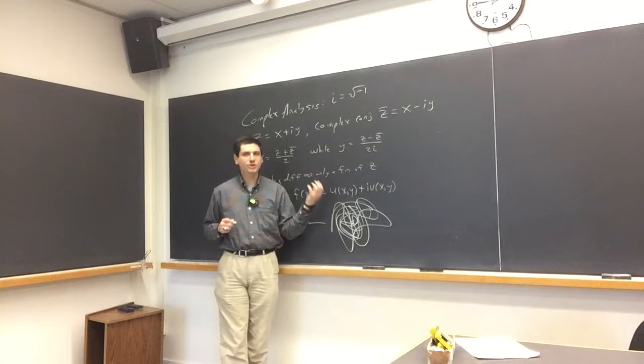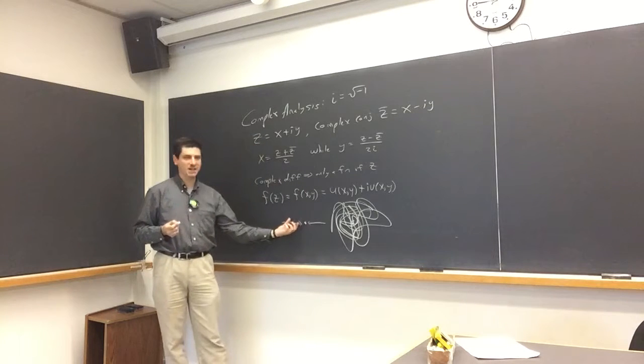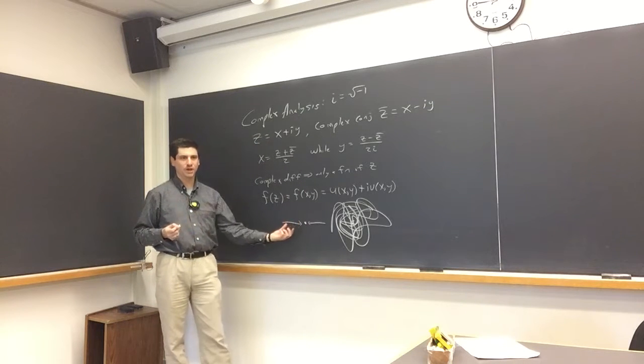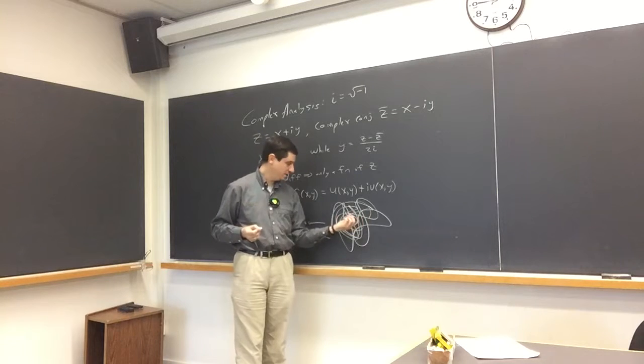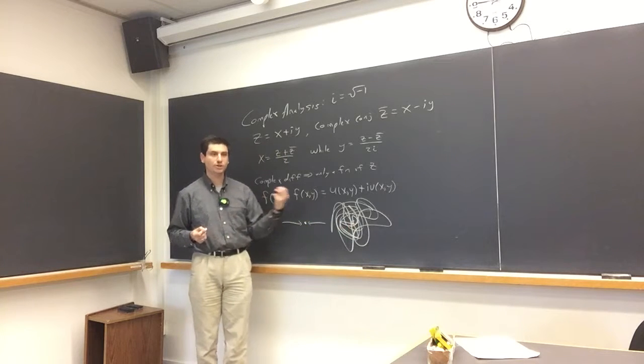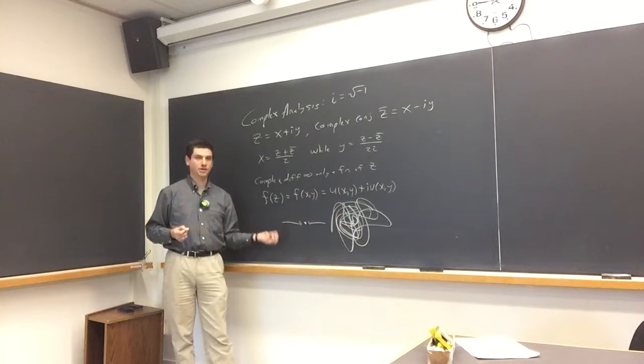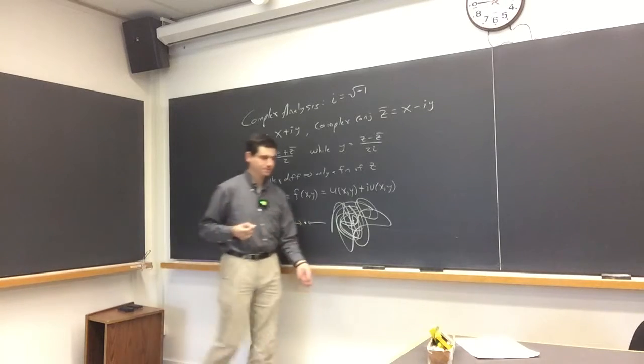For a derivative to exist, you must get the same limit when you look at the quotient along any path. Well, on the real line, any path is not that big of a deal. But in the complex plane, it means something like this must also give the same answer. And this is why being differentiable in the complex plane is so much stronger than being differentiable on the real line, because you have to work for all these paths.